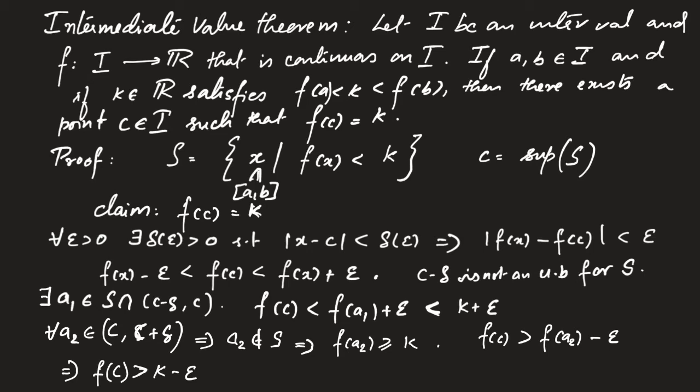So together what do we have? Let's call this equation 1 and let's call this equation 2. We get 1 plus 2 implies that k minus epsilon is less than f of c is less than k plus epsilon. And notice that this holds true for every epsilon, which implies that f of c has to be k. That is the only possibility. And hence we have completed the proof.